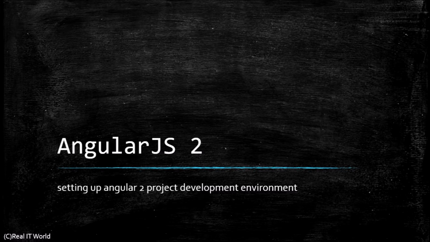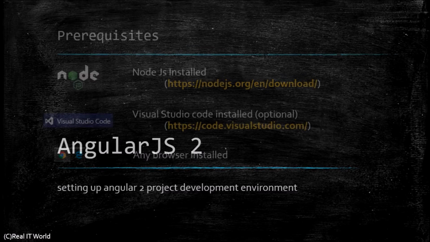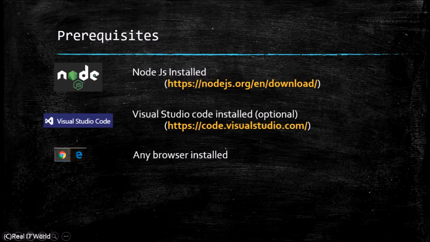So for this we need Node.js installed, that is mandatory, and Visual Studio Code. This is optional. You can write your code using Notepad also, but this is a free tool available. You can download it from code.visualstudio.com. So you can download Node.js from this link and install that, and you can download Visual Studio Code from this link and install that on your machine.